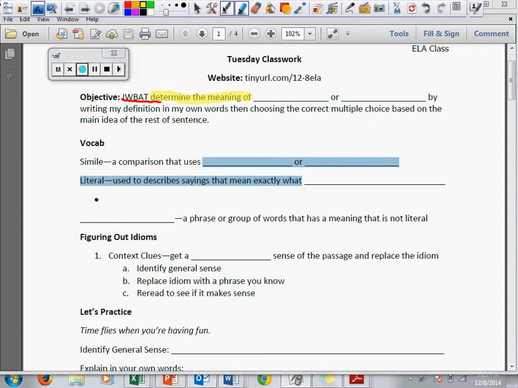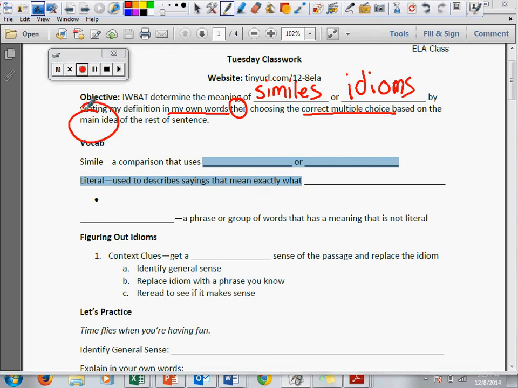For now, we're going to start with today's objective, so make sure you're filling this in. I will be able to determine the meaning of simile. I spelled that wrong, so let's go back. I will be able to determine the meaning of similes or idioms. That's going to be a new word for us. By writing my own definition in my own words. Then I'm going to circle that, choosing the correct multiple choice based on the main idea of the rest of the sentence. Pause now if you need to catch up on notes.